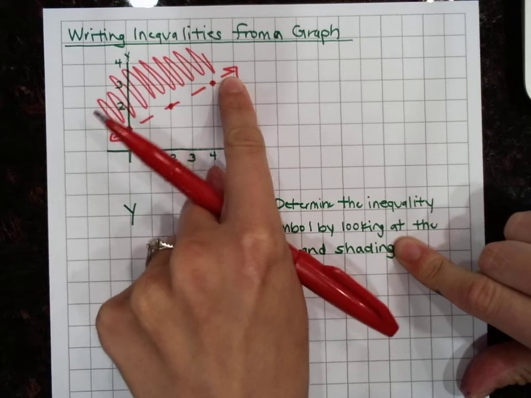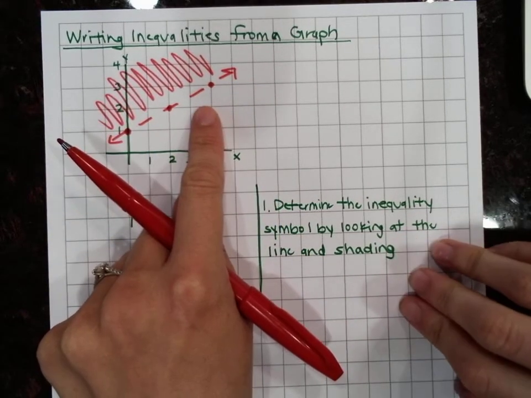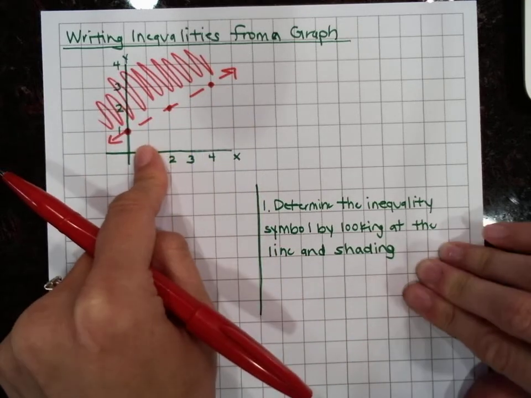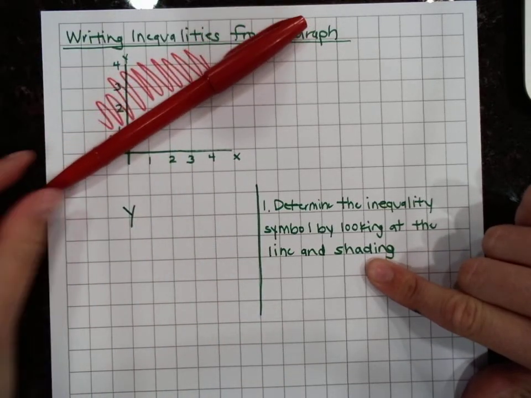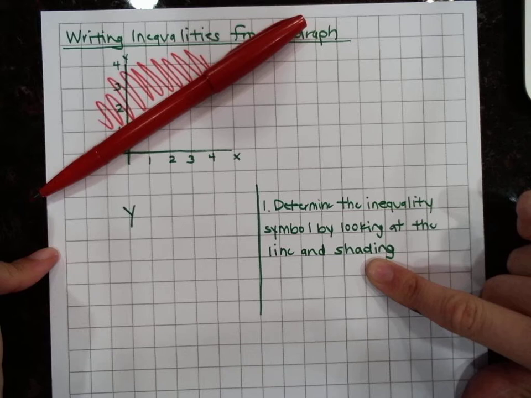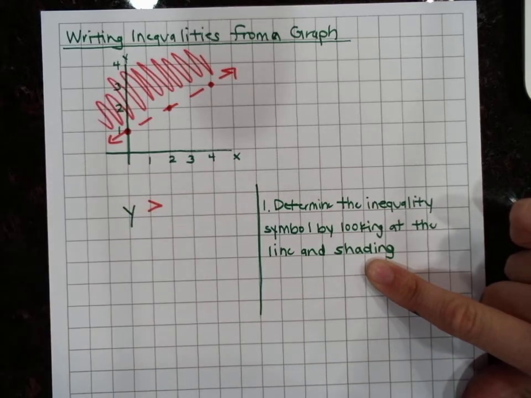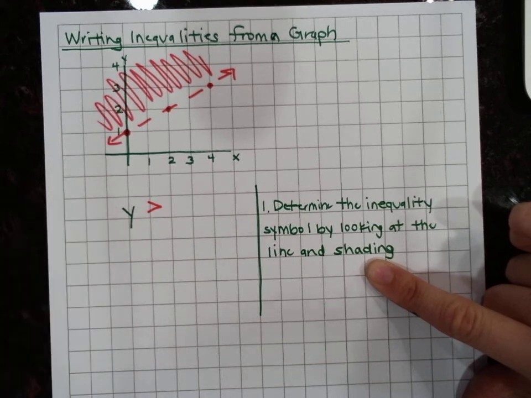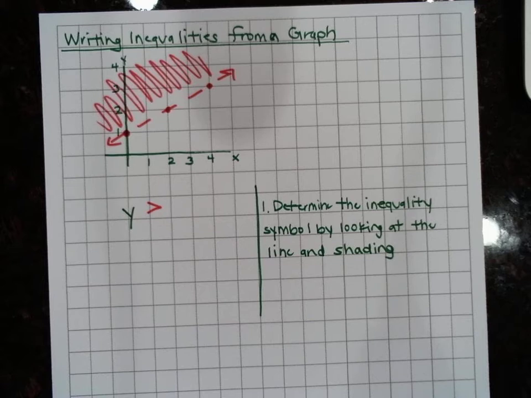So if we look at the line, it is a dashed line, right? So we know it's going to be greater than or less than. Okay, it's not equal to. Then we have to look at the shading. So if I put my pen down, did we shade above the line or below the line? We shaded above the line. So when we shade above the line, y is greater than. And it was a dashed line, so it is not equal to. Okay, so we have our inequality symbol.